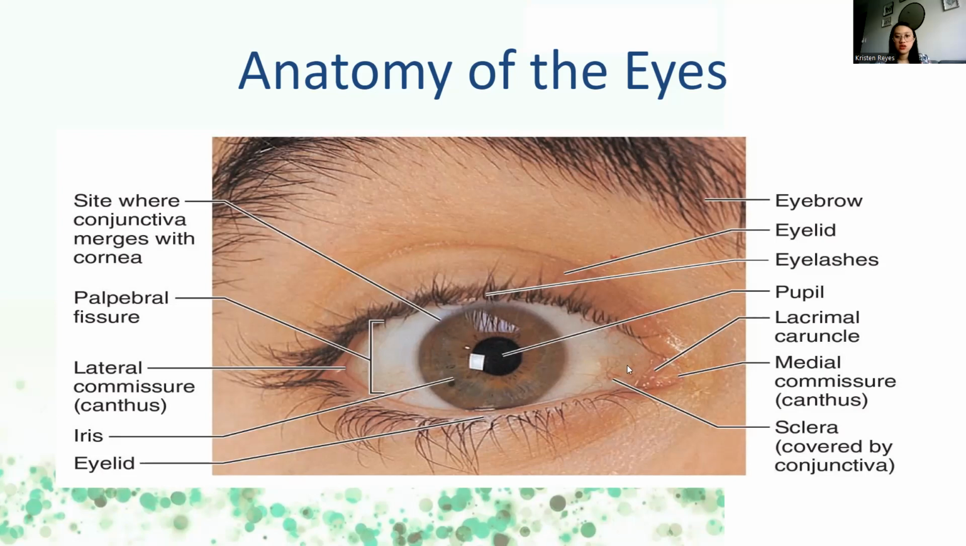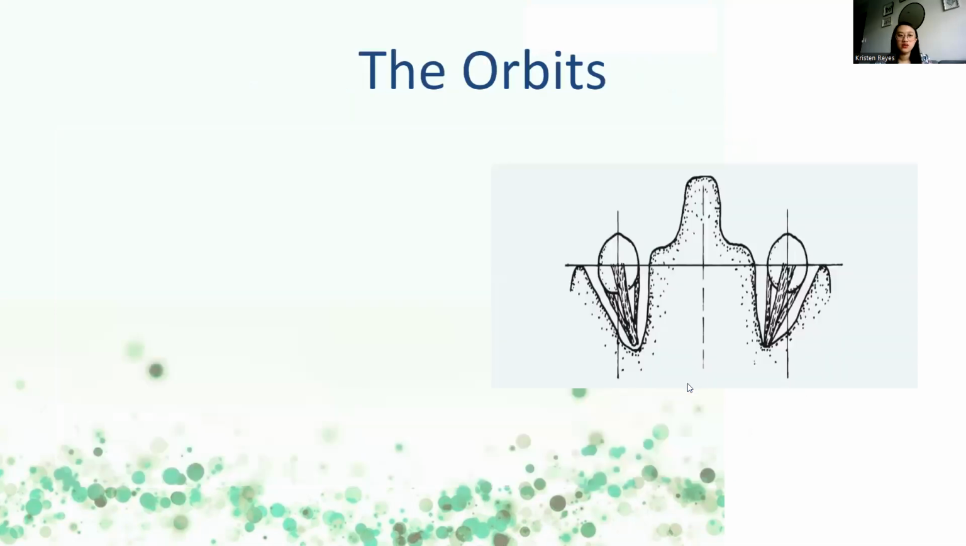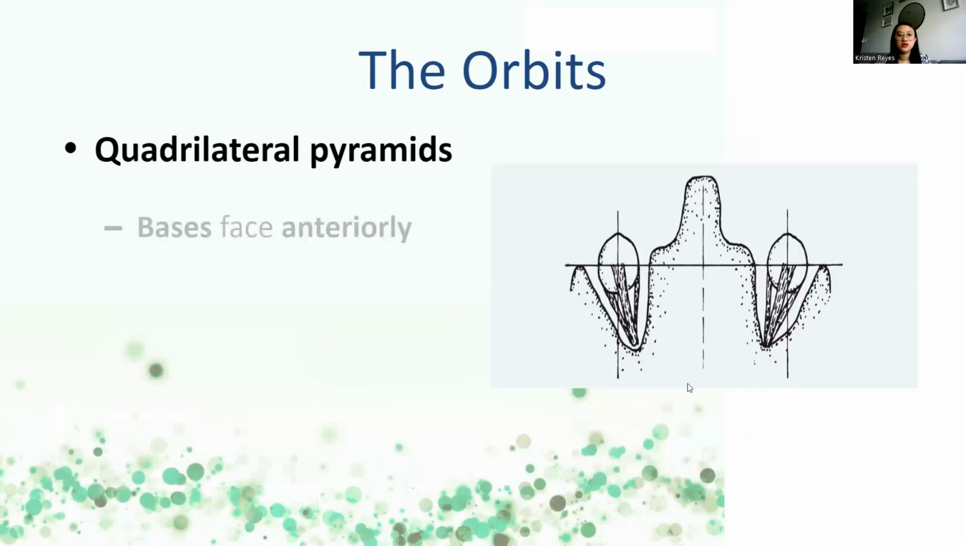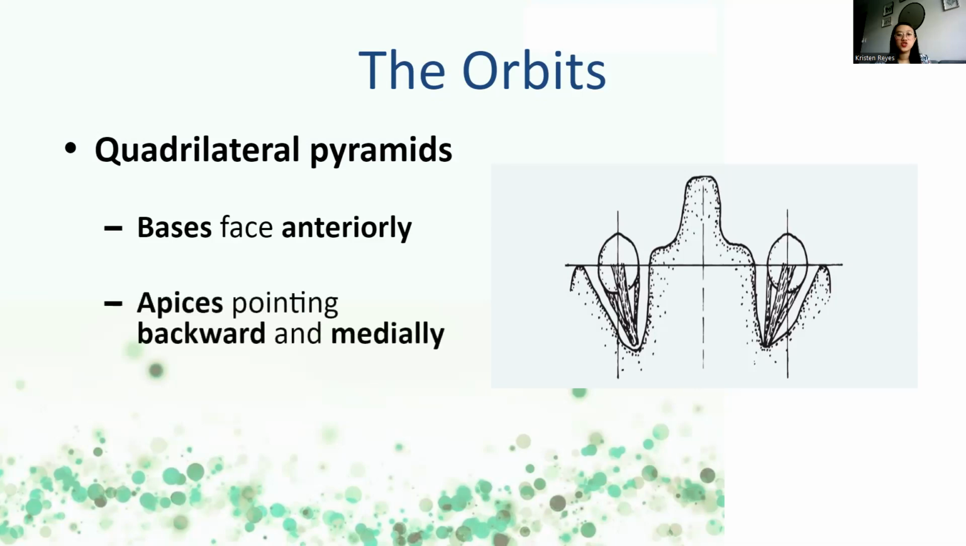Here we have the medial commissure and lateral commissure. The palpebral fissure is the space in between your eyelids, the upper and the lower. Lacrimal caruncle, meaning the drainage of the tears. Let's go with the orbits, meaning the bone or the area where the eyes and the extraocular muscles are located.